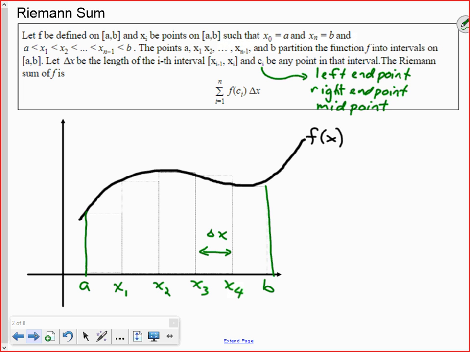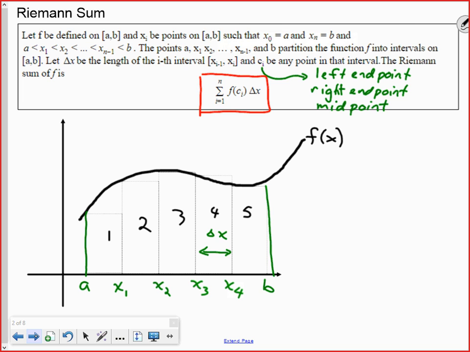Okay, so the Riemann sum is, again, this thing that we were using to calculate our area. We're taking the sum over all of our intervals, so from 1 to n. In this case, n is equal to 5. So we had 1, 2, 3, 4, 5 rectangles. And we got the height of each one of these rectangles by taking the value of that function at the left endpoint, the right endpoint, or the midpoint, multiplied by the width of each one of these.